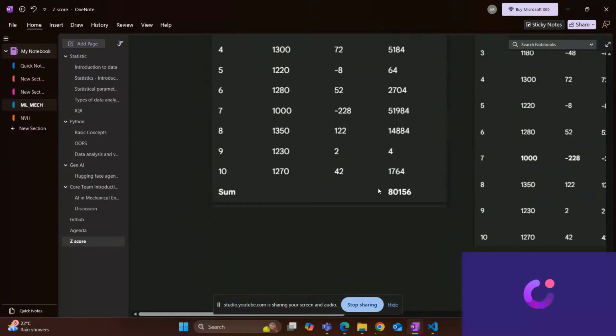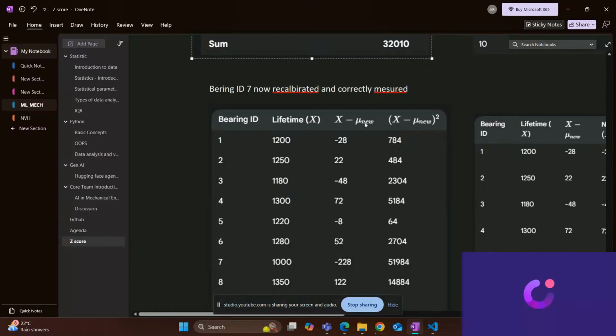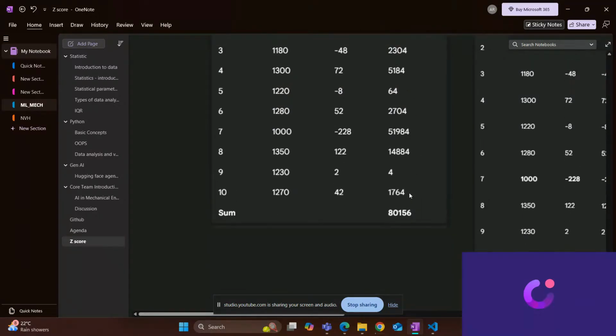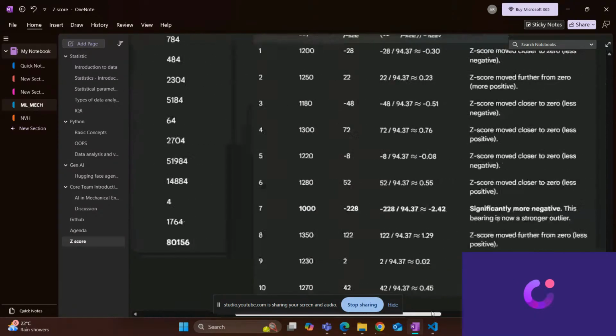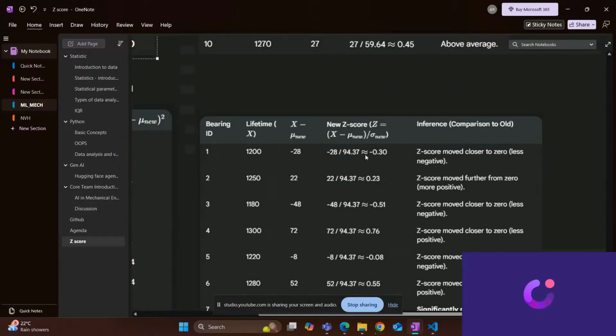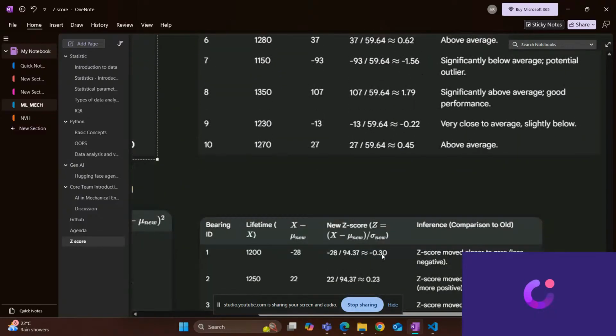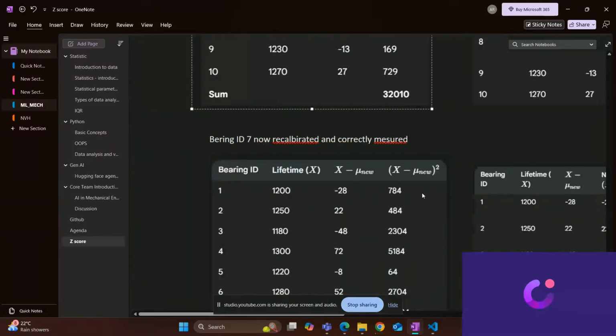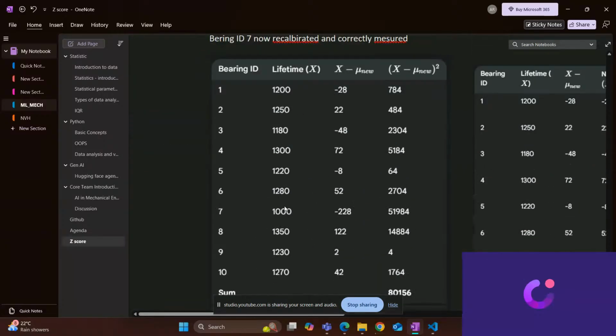So what does that mean? Again, your mean value will change because you are recalculating it, and your standard deviation will change too. Since the standard deviation and mean changed, even the z score will change, so overall it gets impacted. If you compare minus 0.72 to minus 0.3, the value has changed even though the lifetime is the same. So you can see how the values in a data set get affected if the data is improper.